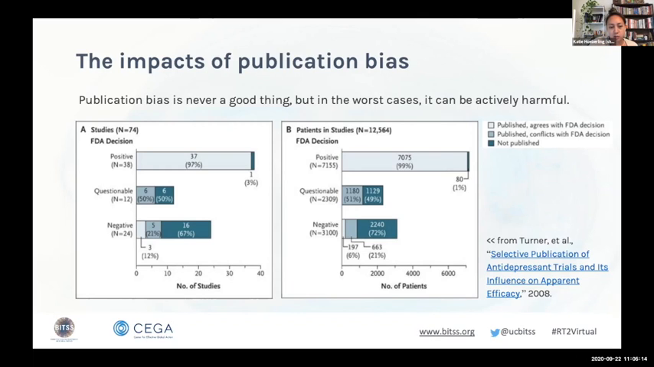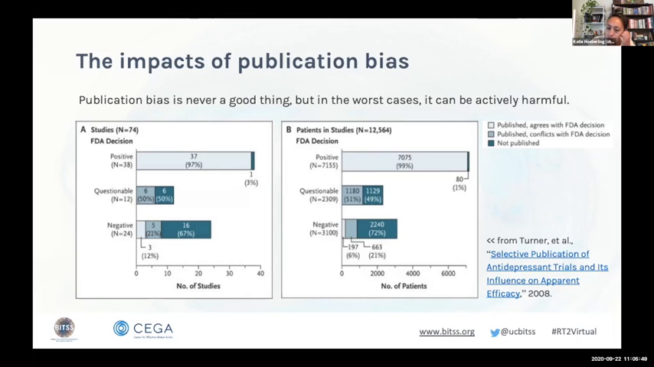And the panel on the right is showing the number of registered trials that reported positive results, versus questionable and negative. The dark blue, which is the parts of the bars that are on the right, were ones that were not published. So as you can see, trials with questionable or negative results had a much lower likelihood of actually being published. And this actually correlated with the FDA's decision to move forward with approving those antidepressants. So it's kind of a scary thought.